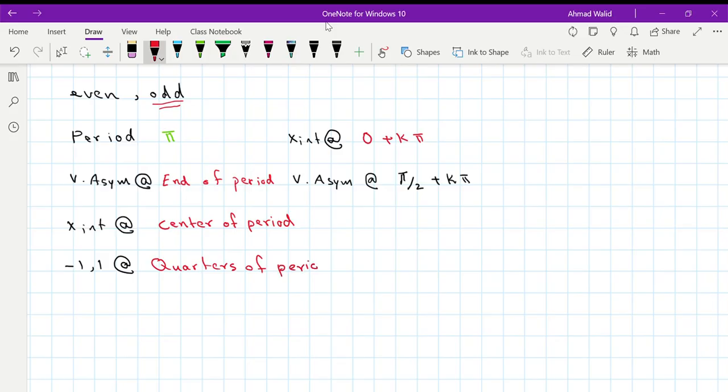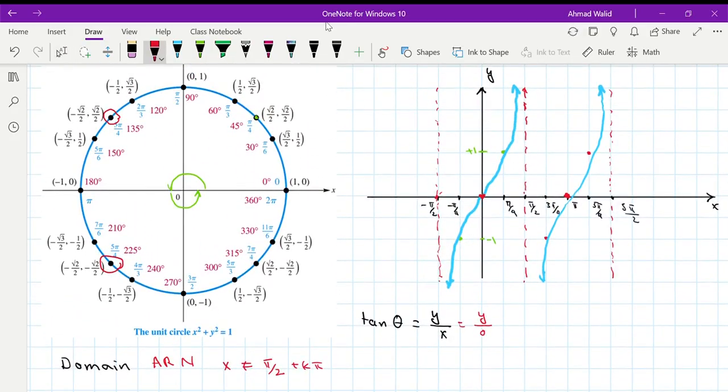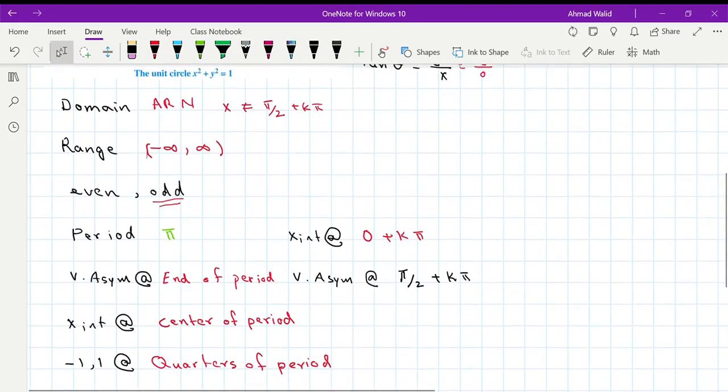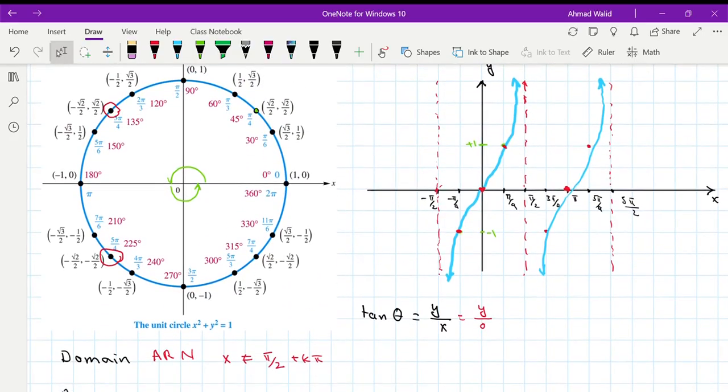It means in the first quarter, as you see, negative pi over 4 is your first quarter. At negative pi over 4, you have negative 1. At the second quarter, which is pi over 4, you have positive 1. Okay? That's why I told you respectively. It's negative 1 and 1. It's happening at negative pi over 4 and positive pi over 4. Correct? This is all about the graph of tangent.